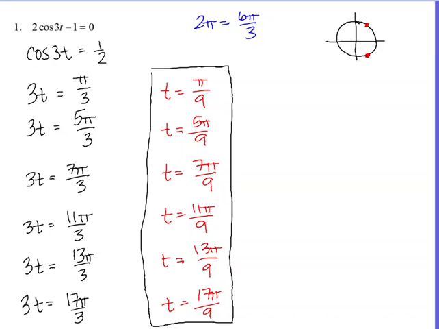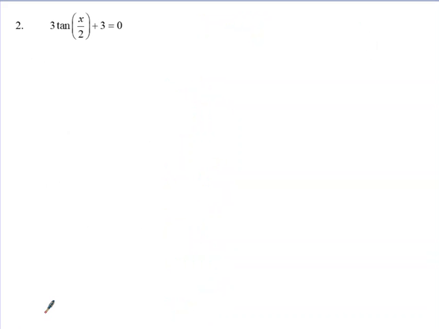Let's look at the next one. Here we have 3 tangent of x over 2 plus 3 equals 0. So I'm going to isolate tangent of x over 2. So if I subtract 3 and then divide by 3, I end up with tangent of x over 2 equals -1.